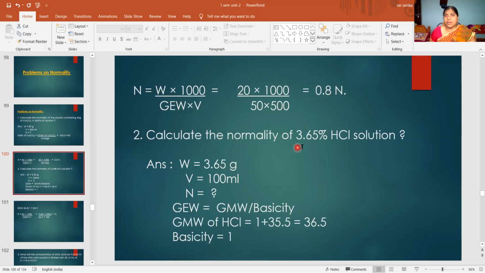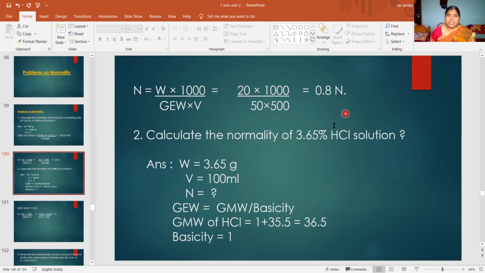Calculate the normality of 3.65% HCl solution. This type of question we did in molarity. What is the meaning of 3.65%? 3.65 grams of HCl is present in 100 ml of solution. So weight is 3.65 grams, volume is 100 ml and normality is equal to question mark.